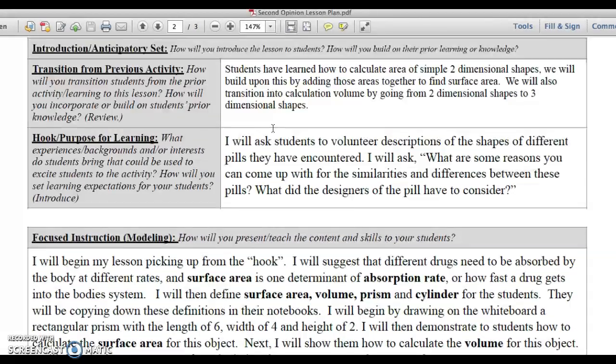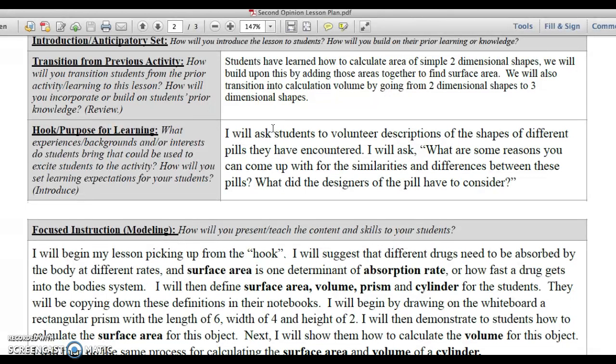So first, I would give the hook, and I would ask students to tell me about descriptions of different types of pills they've encountered, and I'm going to ask them, what do you think is the reason why pills are different shapes? Why aren't they all just the same shape? And what do the designers of the pill have to consider when they're making their pill?